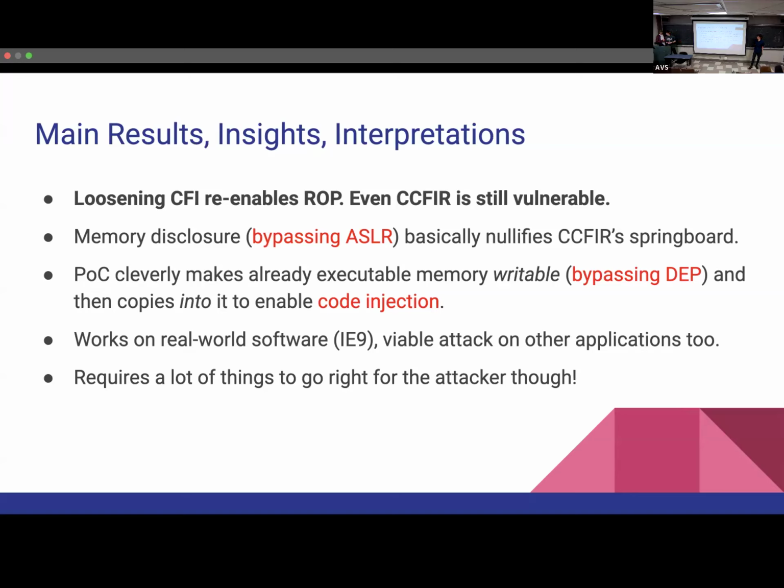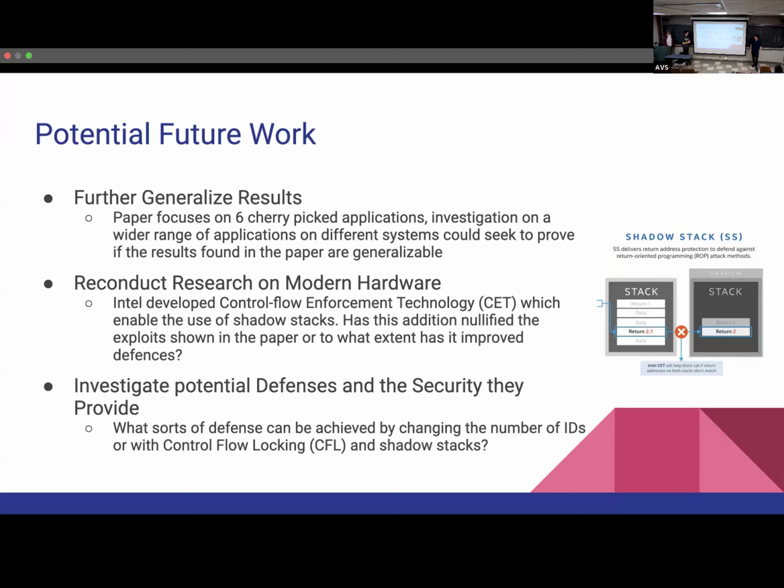And then obviously, most importantly, investigating the potential defenses is really important. Like the ones they mention at the end of the paper, although they only briefly mentioned them, like shadow stacks, and then also possibly investigating control flow locking, and even possibly just changing the number of IDs from 2 or 3 to something larger, and seeing what kind of security that provides.